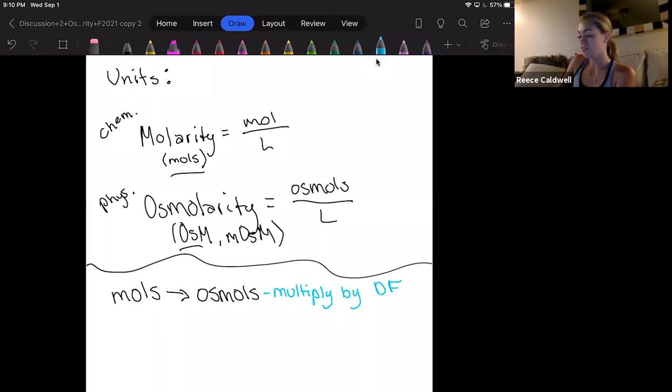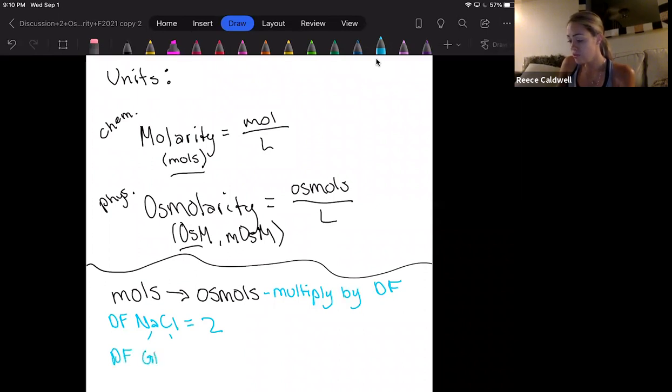Each molecule has a different dissociation factor, but the main two that we're going to be using in this class, and I highly recommend you know, are the dissociation factor for sodium chloride and the dissociation factor for glucose. The dissociation factor for sodium chloride is 2, because whenever you put sodium chloride into water, it will dissociate into 2 different molecules. The dissociation factor for glucose is 1.